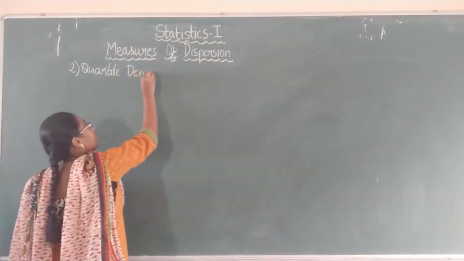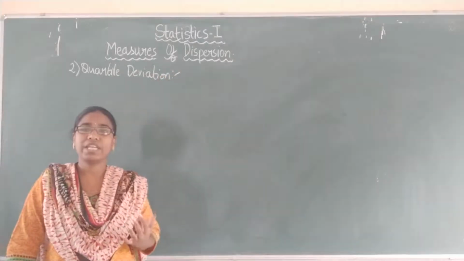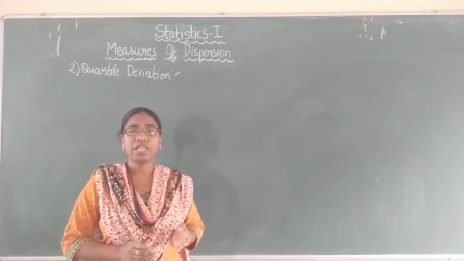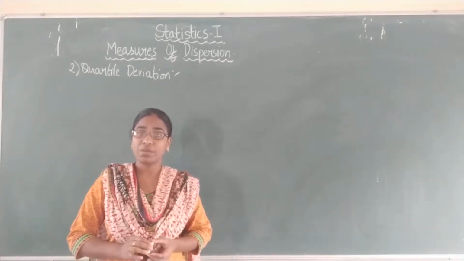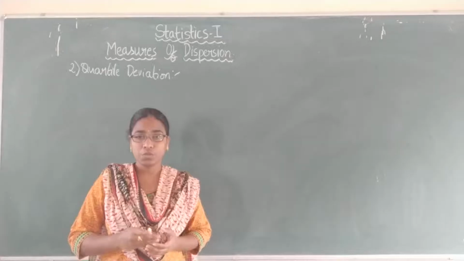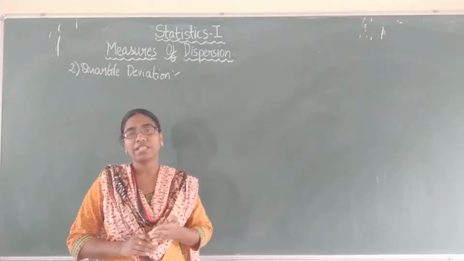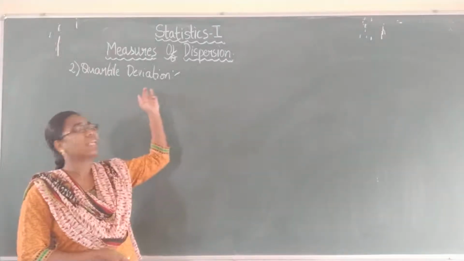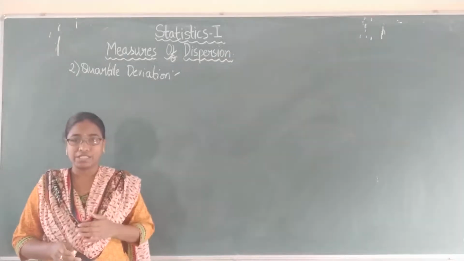So what is quartile deviation? Quartile deviation is half of the interquartile range. What is the interquartile range? The difference between the upper quartile and the lower quartile. Upper quartile means Q3, lower quartile is Q1. The difference between these two quartiles is called the interquartile range. Half of the interquartile range, 1/2 of Q3 minus Q1, is called the quartile deviation, which is also known as the semi-quartile range.